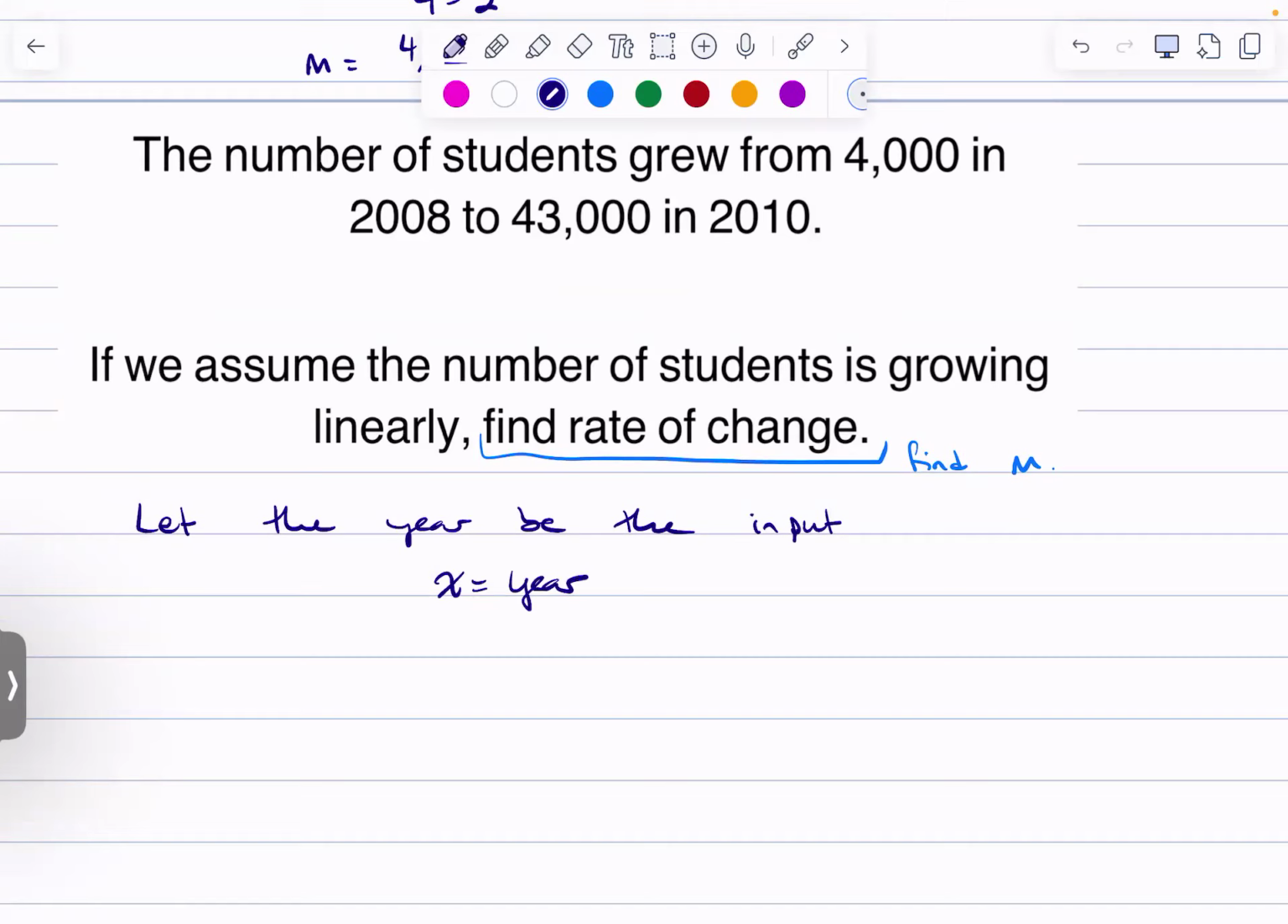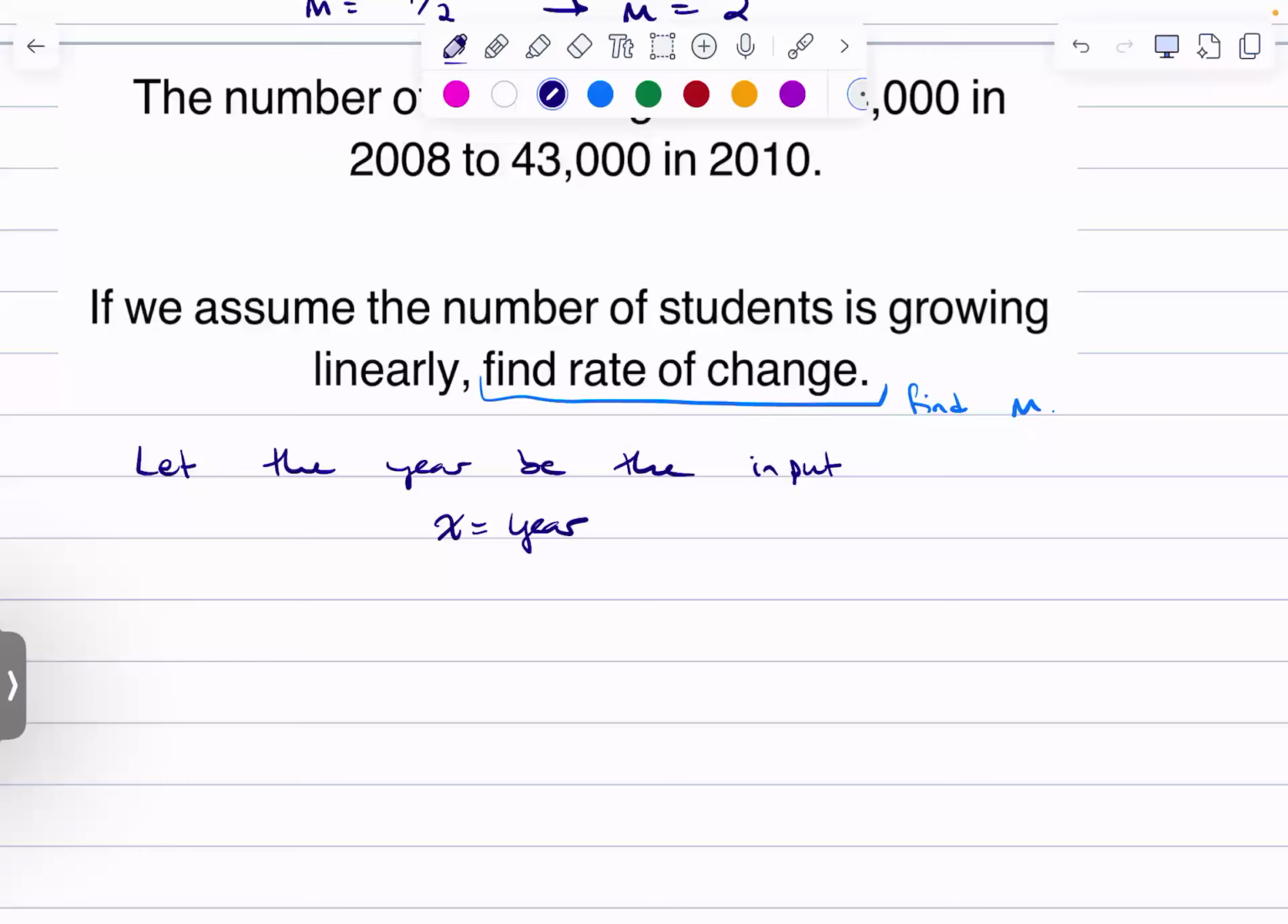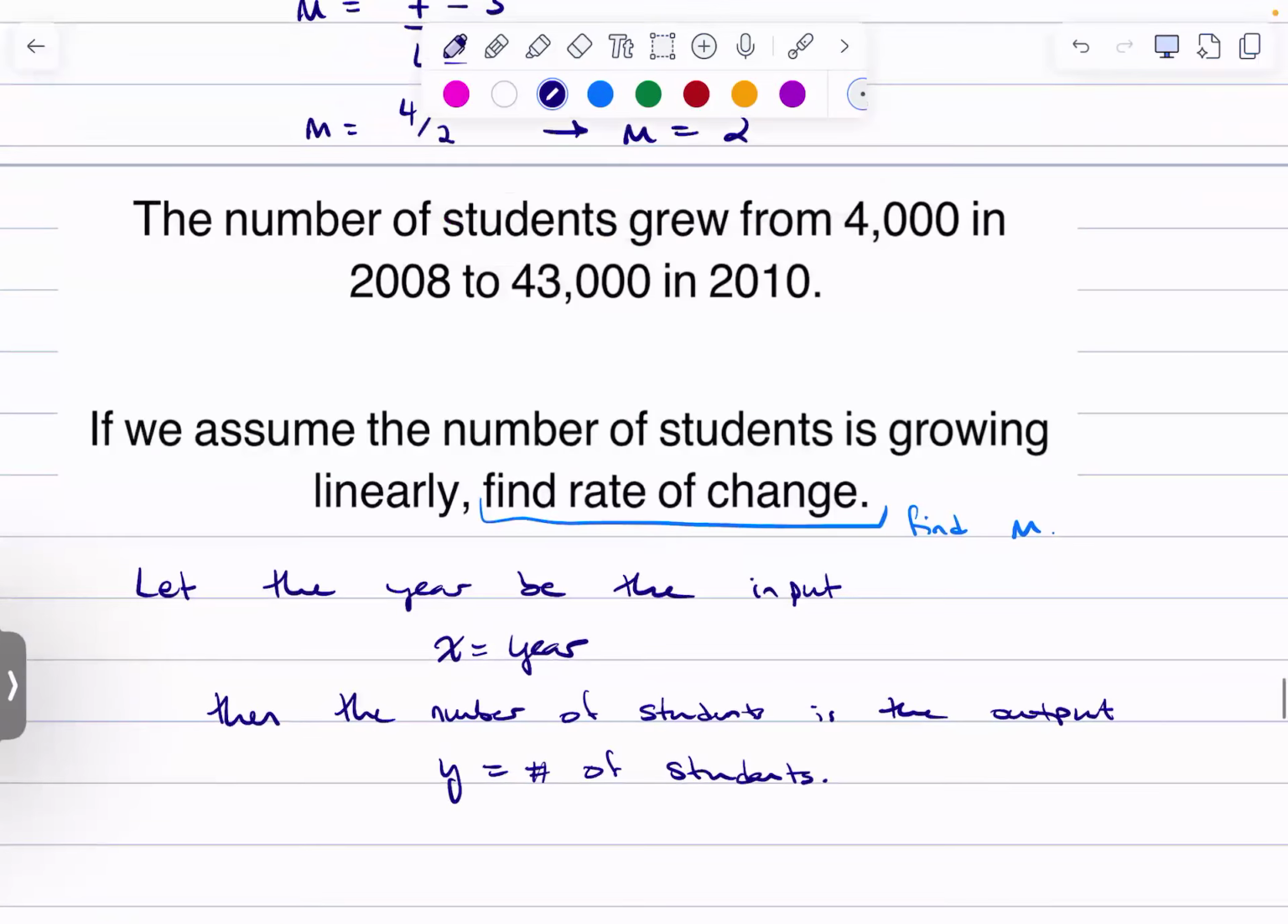You could go the other way, but it's just harder to make sense of, in my opinion. If you say, well, if I had 4,000 students, then the year must have been 2008. It does work, but I think it's a little bit harder and less intuitive. And so then the number of students is the output. So Y is the number of students.